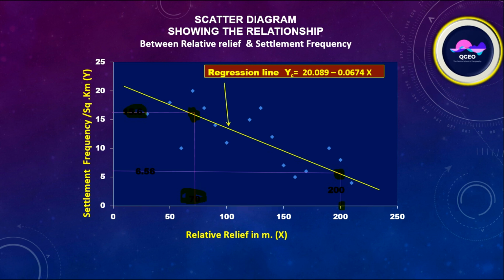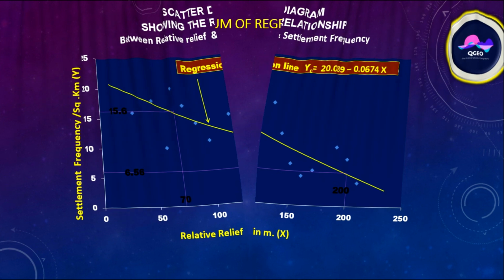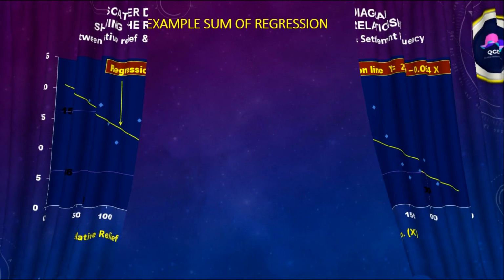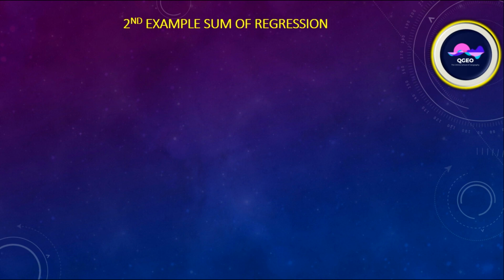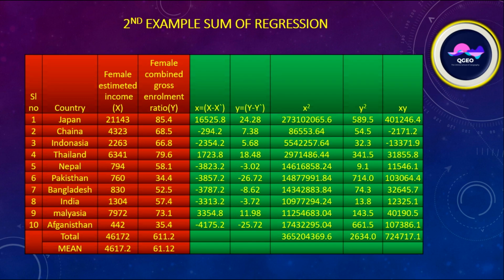We can calculate the slope of the line in this way. This is the regression line, regression trend line, or best fitted line. Here is another example, a second example of regression analysis. Here are the countries, with serial number and countries. Here the female estimated income is x and the female combined gross enrollment ratio is y.